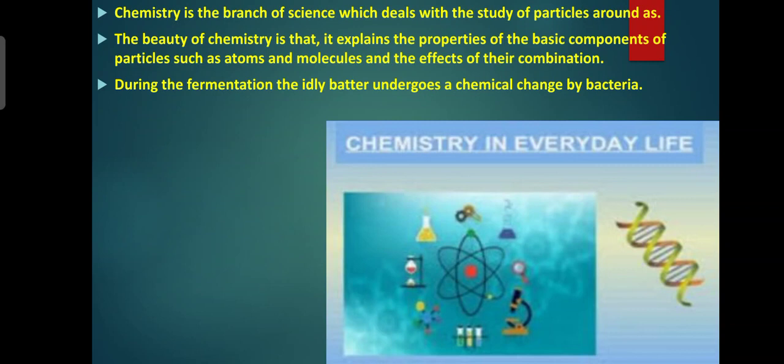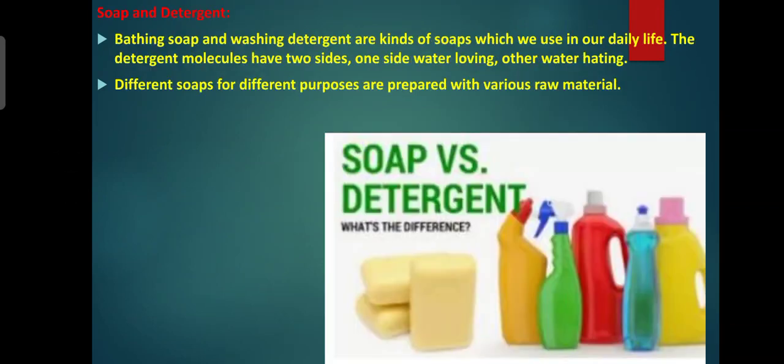We can use chemical changes to produce certain materials. For example, some of the objects such as soap, fertilizer, plastics and cement which we use in our daily life can be prepared by making chemical changes in some naturally occurring objects. Now move on, soap and detergent. Bathing soap and washing detergent are kinds of soaps which we use in our daily life.